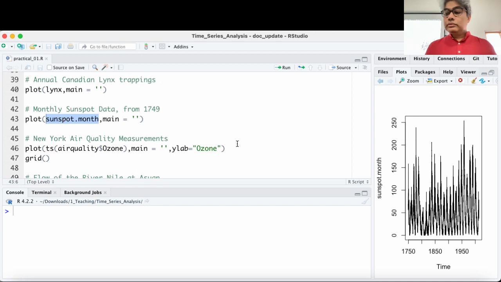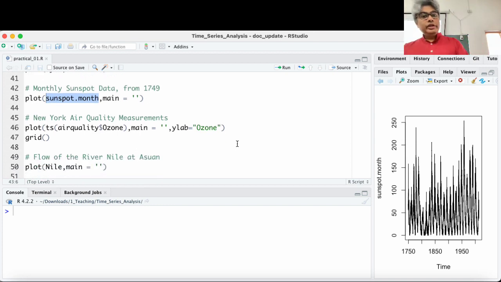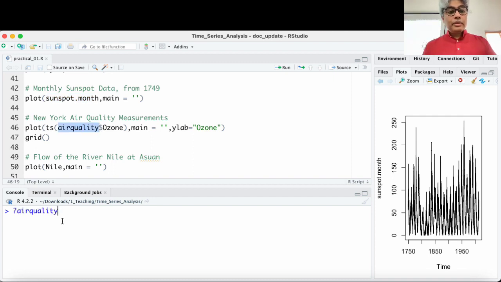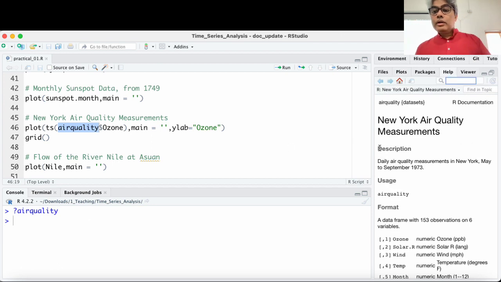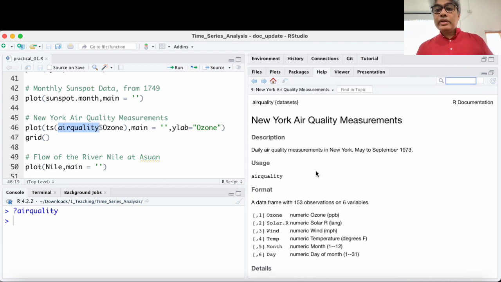Next, New York air quality data. So daily air quality measurement in New York between May to September 1973. So it's daily data of May, June, July, August, September, about 5 months of data of 1973. It's multivariate time series data, by the way. You can see ozone, solar, wind, temperature, month and day.